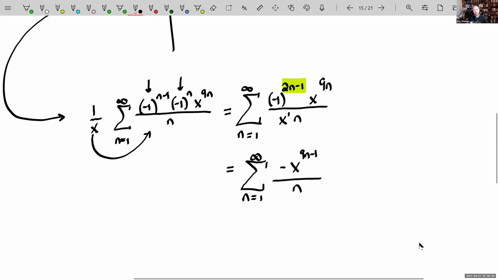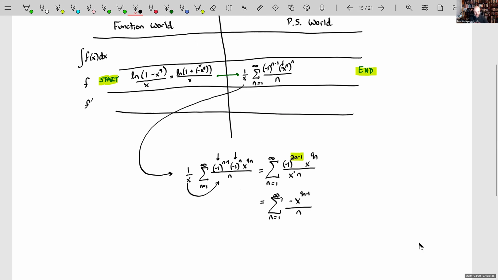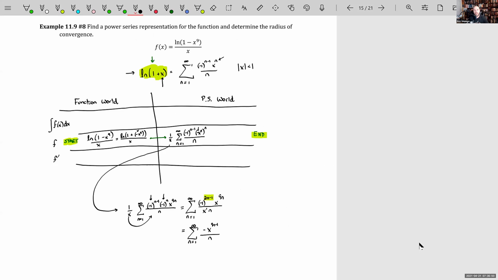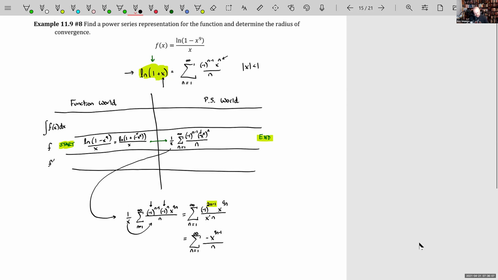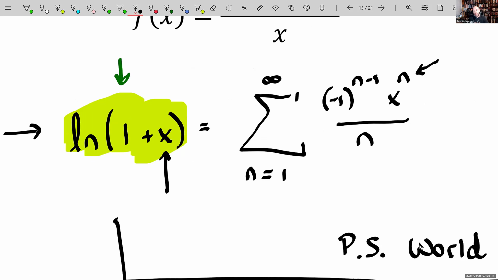That is the power series representation of that function up there, which is, give it a moment for my screen to catch up, the natural log of 1 minus x to the 9th over x. Really a very beautiful power series representation. Not too terrible to derive either, as long as you know this power series expansion right here, which is the summation n equals 1 to infinity.